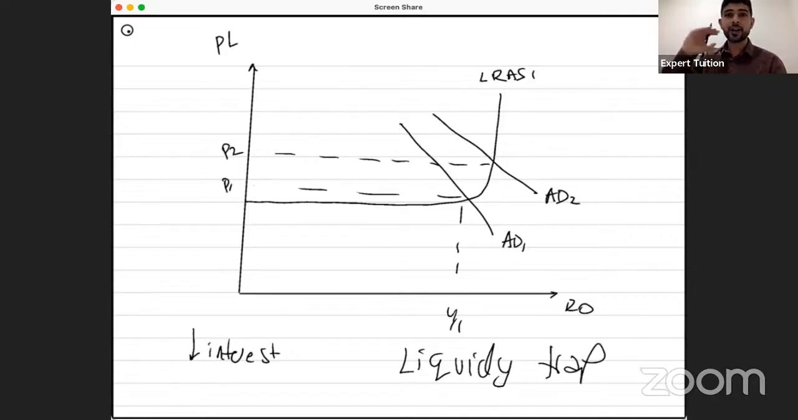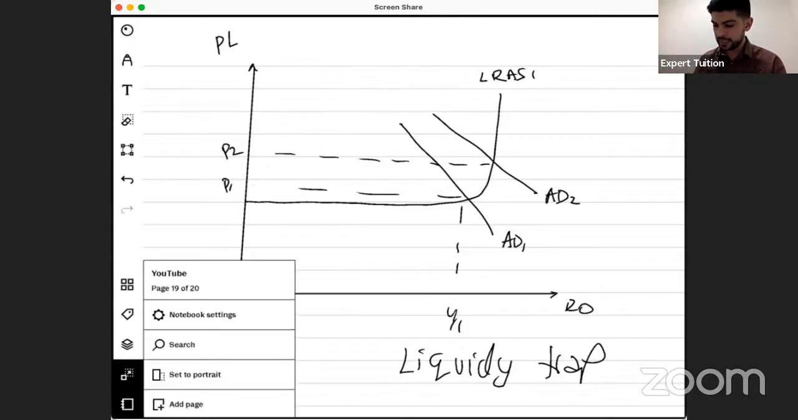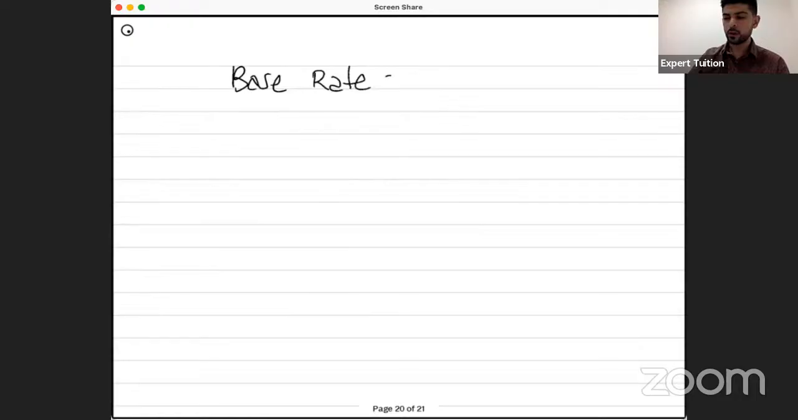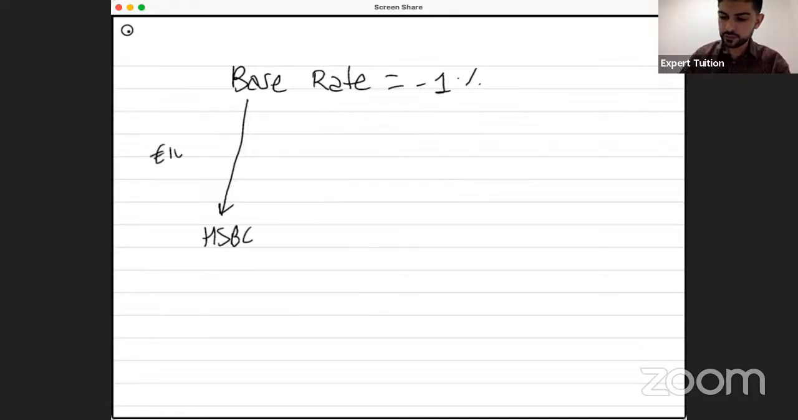That is an incredible analysis, but can I explain what it means? Let's talk about what a liquidity trap is. So the best way to understand a liquidity trap is the following. Imagine that the base rate, so this is the rate set by the Bank of England, or let's say the European Central Bank in this case, was cut to negative, to minus 1%. That means that if HSBC take out a loan of 100 euros, they would only need to pay back 99 euros.